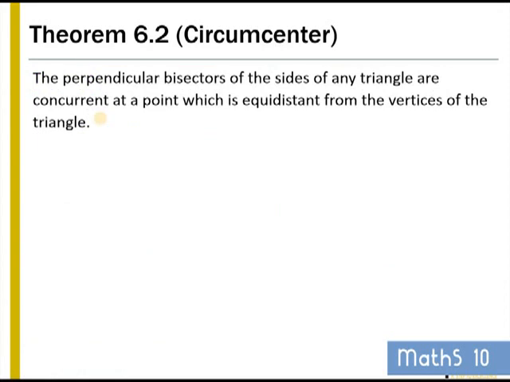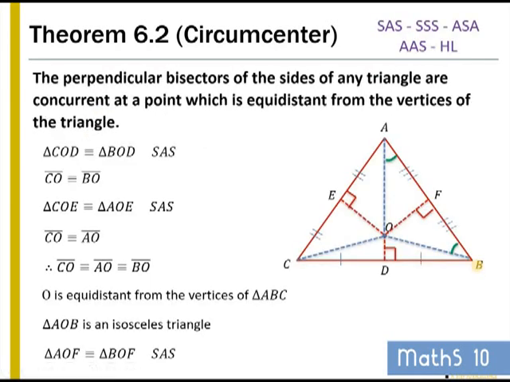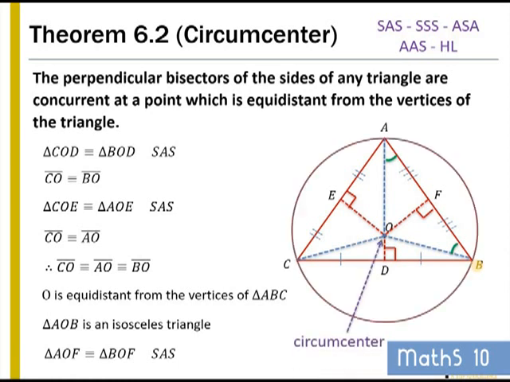Theorem 6.2, Circumcenter. The perpendicular bisectors of the sides of any triangle are concurrent at a point which is equidistant from the vertices of the triangle. This point here is called the circumcenter. It's the center of a circle, which has all three vertices of the triangle on its circumference.